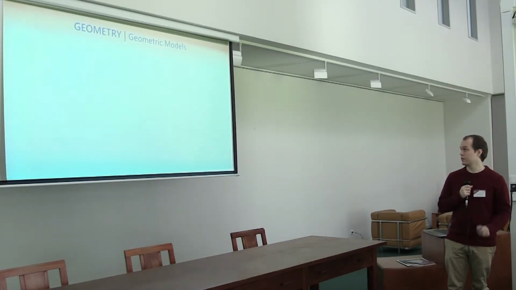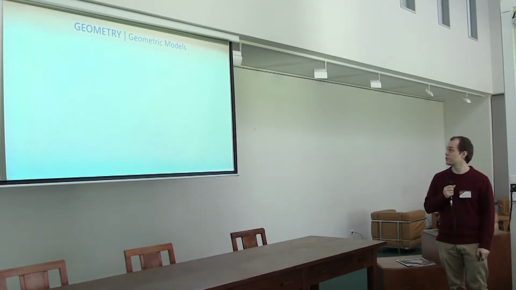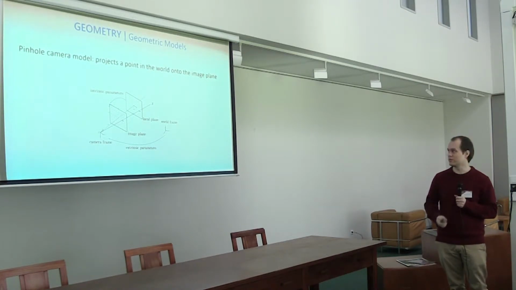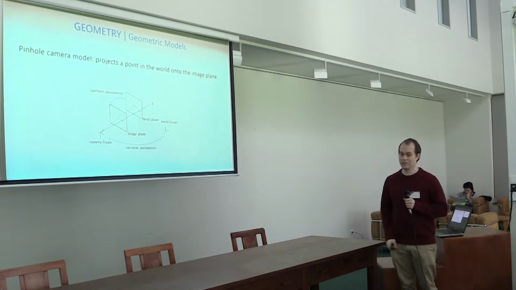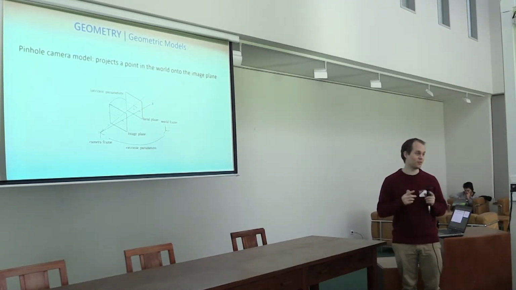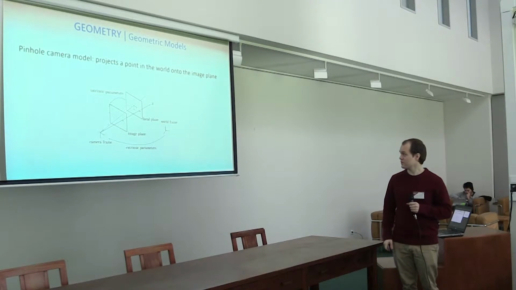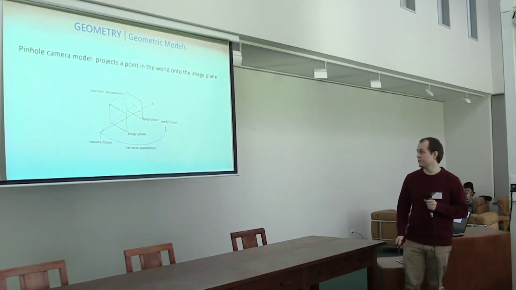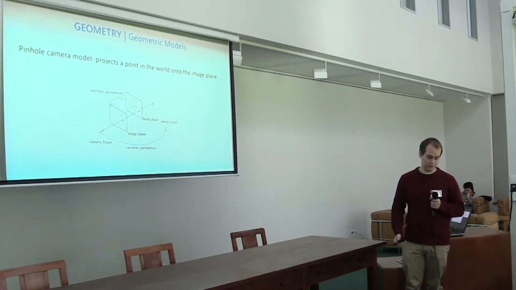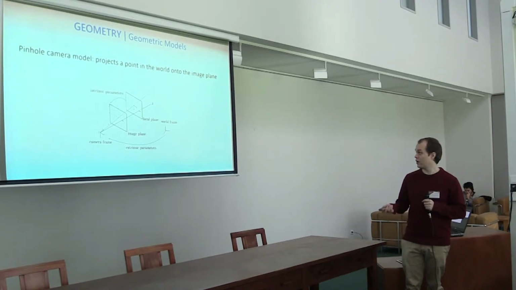Yeah, so first a little bit about geometry, the geometric models. So everyone who has worked with cameras and computer vision knows about the pinhole camera model. Basically, when you have a camera, you get a 2D image in general, and you project points in the world onto this image plane. So it's a 3D to 2D projection. And there are some simplifications and so on.